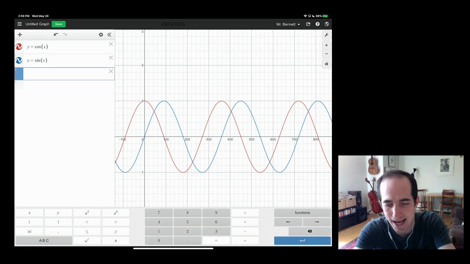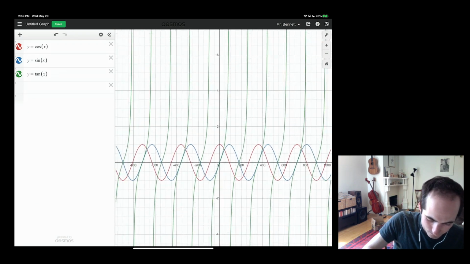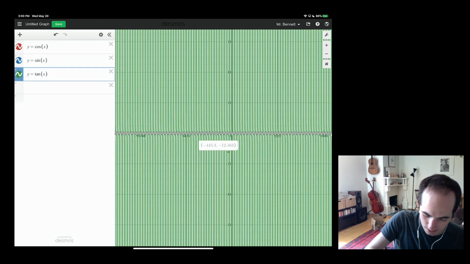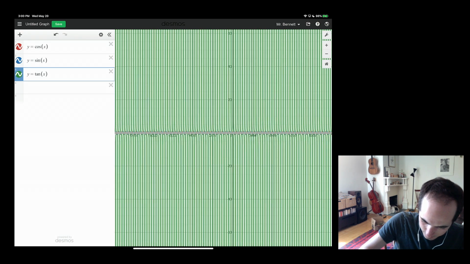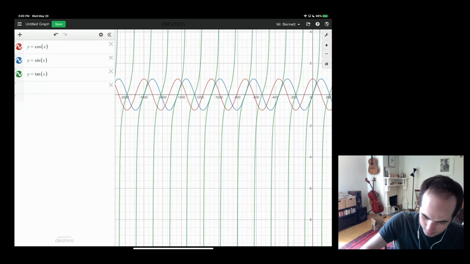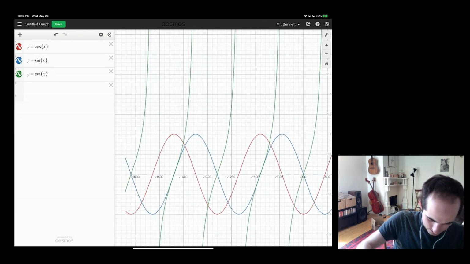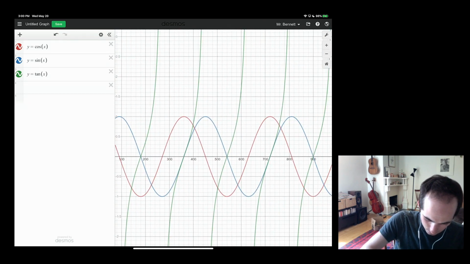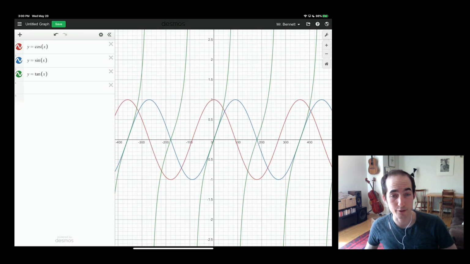There's also y equals tan of x. Ooh, look at that. Whoa, isn't that crazy? And I forgot, when this happens, you can't zoom back in. Oh, shoot. Oh, there we go. What have I done? Okay. And where's my origin? There it is. Okay. So these are the trig functions. This is what they look like when you graph them.